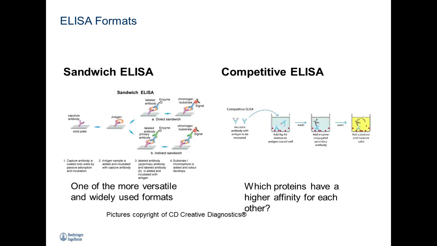Sandwich ELISA is another one that most people are very familiar with. A sandwich ELISA requires the use of matched antibody pairs, a capture and a detection antibody. Each antibody must be specific to the target antigen, but they cannot bind a similar epitope. There can be no overlap in the binding epitopes.